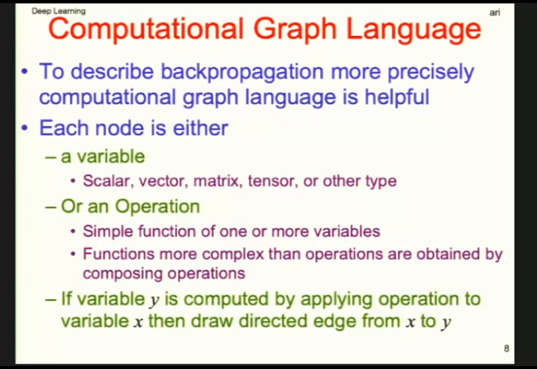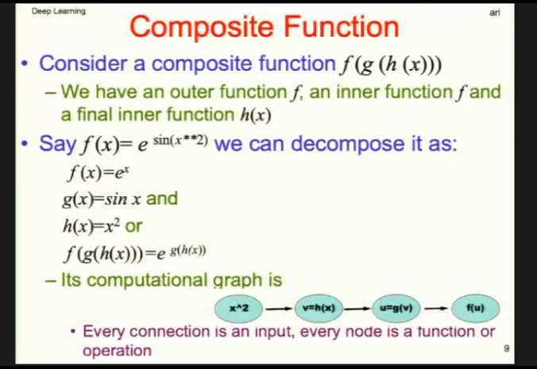So, computational graph language. To describe backprop more precisely, computational graphs are useful. Each node is a variable or an operation. And here is a more interesting example of a computational graph. We are saying this operation is x to the power of 2, and this is v equal to h of x, and u equal to g of v. This is equal to f of u, and it's a composite function. F is f of g of h of x. So this is f here, and the argument is g, and for that the argument is h, and that's what's being f of g of h of x.